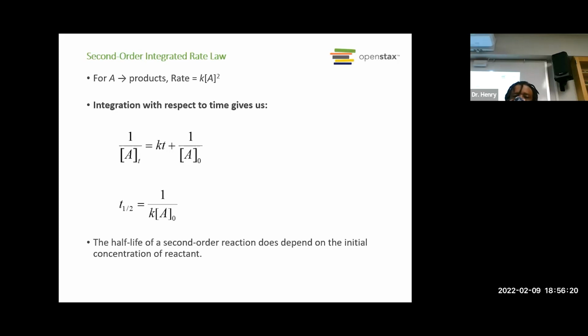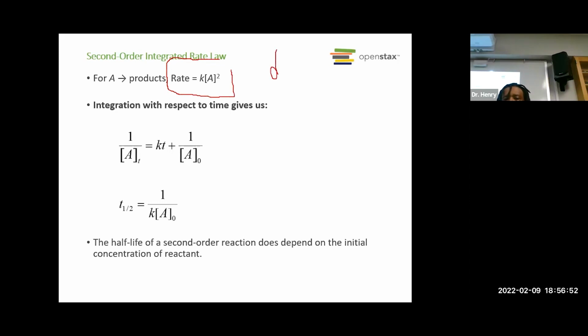Oh, that's right. You just zoned out on me, huh? So it's just going to be 1 divided by the concentration of A at time t. That is going to equal kt plus 1 over the initial concentration. Well, in a sense, this is a second order reaction. So you're starting off here, right?